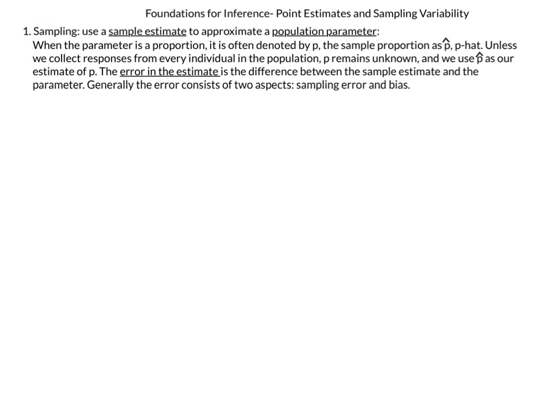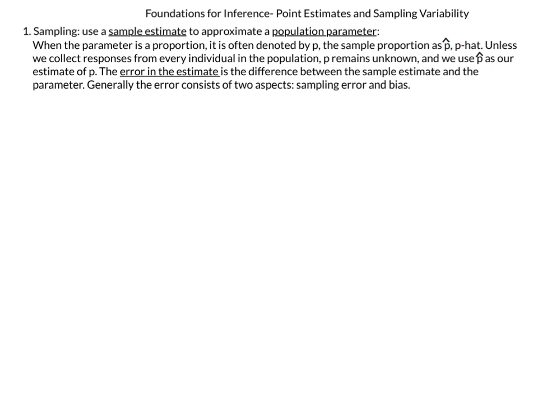So once we've taken a sample, we can use a sample estimate to approximate a population parameter. The number that we're interested in that concerns the entire population is called the population parameter. Then the number from our sample that we use to estimate the population parameter is called the sample estimate. When a parameter is a proportion, such as a percentage, it is often denoted by lowercase p, then the sample proportion is known as p hat.